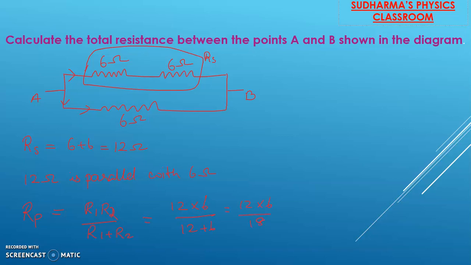So 6 and 18, so 12 by 3 is 4 ohms. So this is the effective resistance of this particular combination. Hope you understood it. So why have I chosen the top one as series?